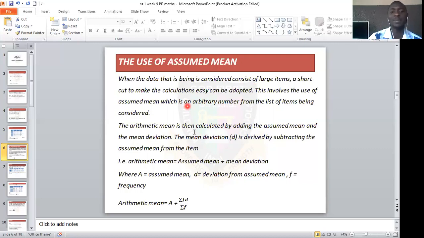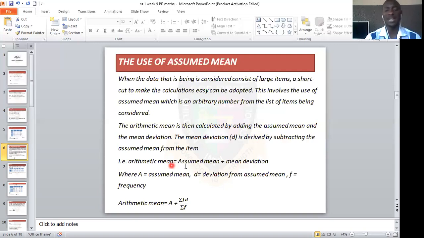So the arithmetic mean is then calculated using the assumed mean. Arithmetic mean will now be the assumed mean plus the mean deviation. How do you calculate the mean deviation? The mean deviation is represented by D, and it's derived by subtracting the assumed mean from the item given. You subtract the assumed mean from the item given. That is D. That's how you calculate D.